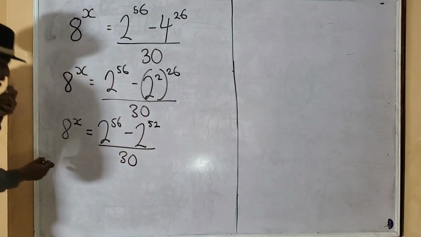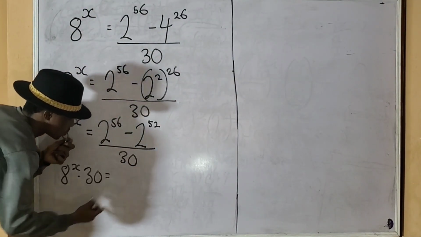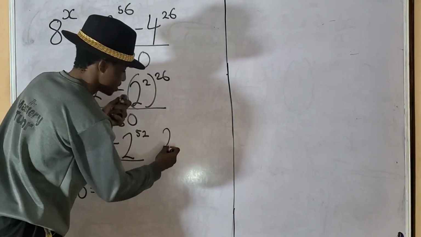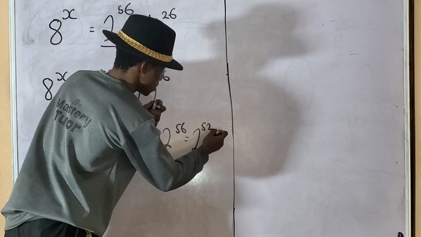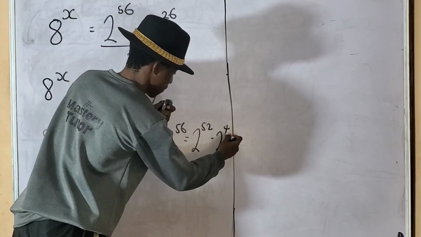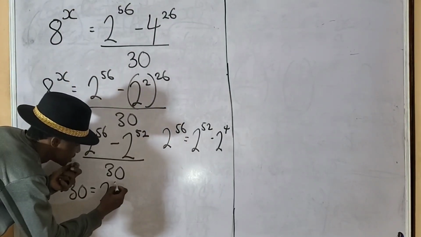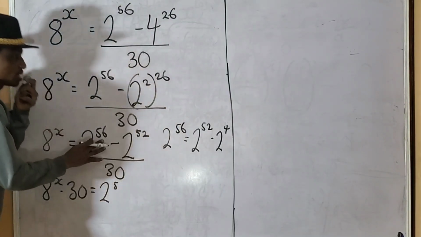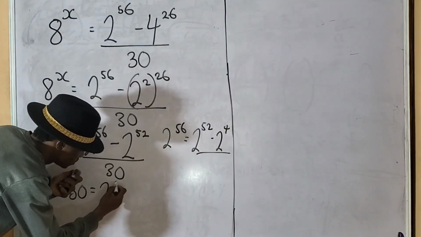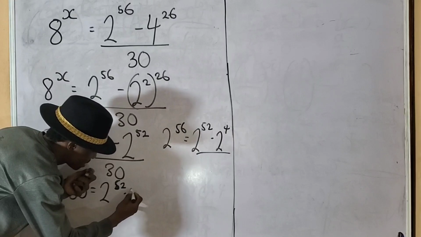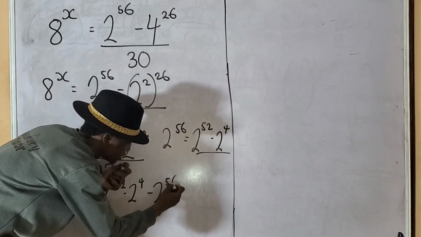Now, cross multiply. 8 raised to the power of x multiplied by 30 is equals to 2 raised to the power of 56. 2 raised to the power of 56 can be written as 2 raised to the power of 52 multiplied by 2 raised to the power of 4. Alright? So instead of 2 raised to the power of 56, I'm going to replace it as this. So I'm going to have 2 raised to the power of 52 multiplied by 2 raised to the power of 4 minus 2 raised to the power of 52.